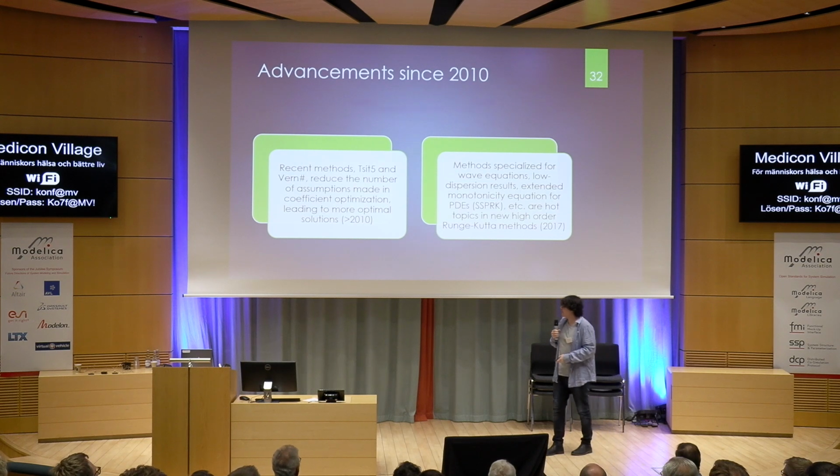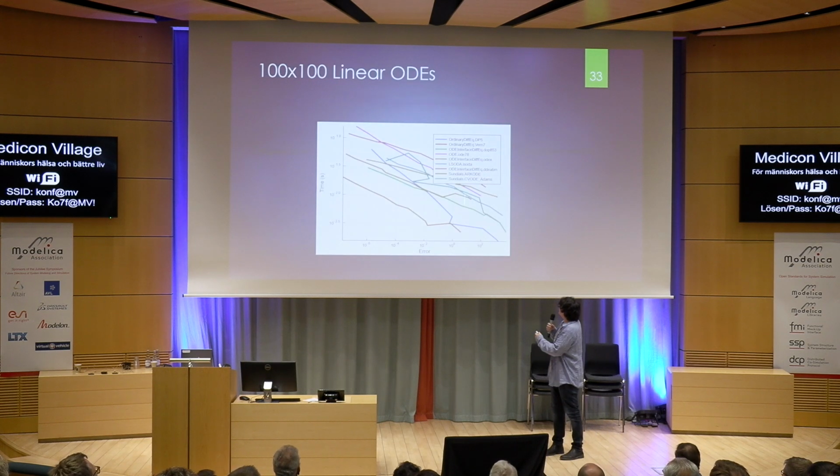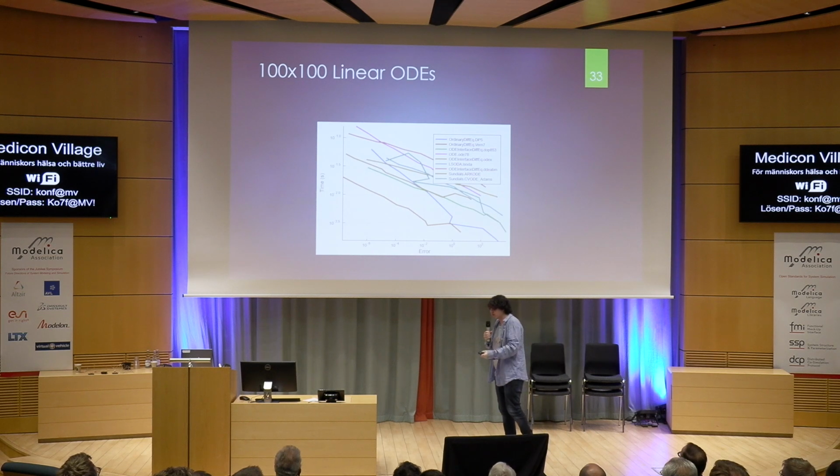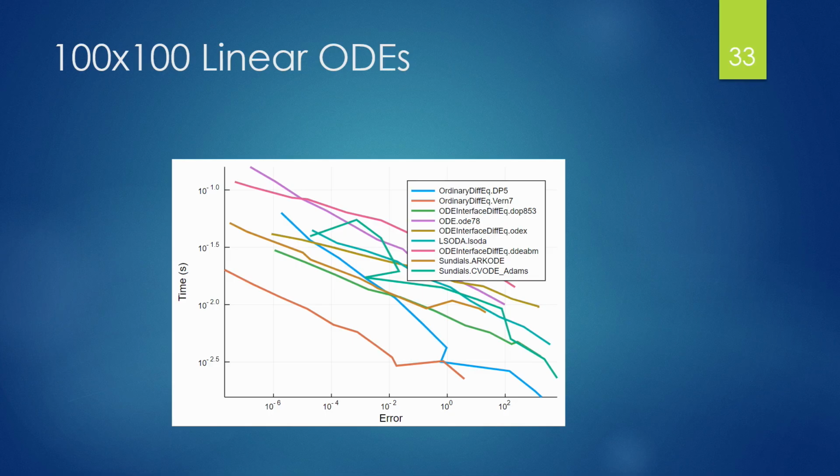And how much better might these be? Well, if you take a look at, here's the error, here's the time, and so if you take a vertical line, this is the amount of time it takes to solve the equation with the same accuracy with different methods. You can see that the 9th or the 7th order Verner method can be about 10 times to 5 times faster, just because they've really optimized the coefficients a lot more.